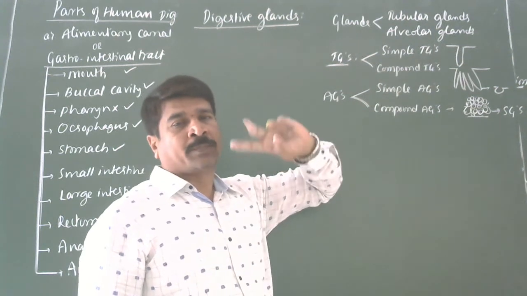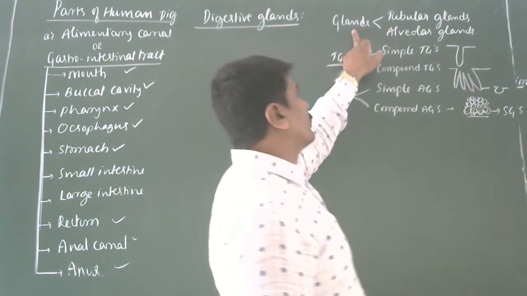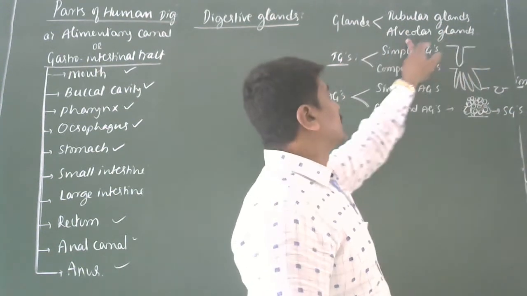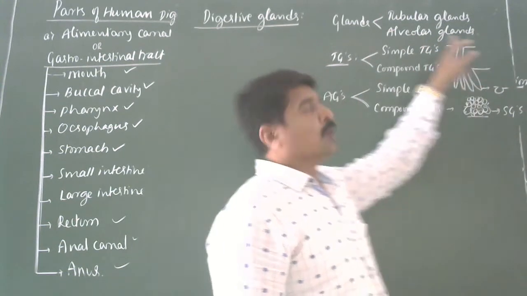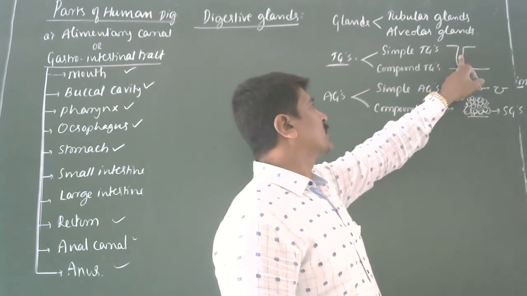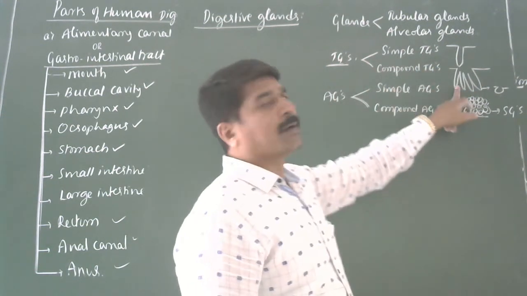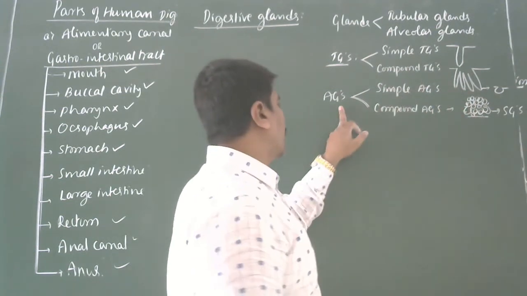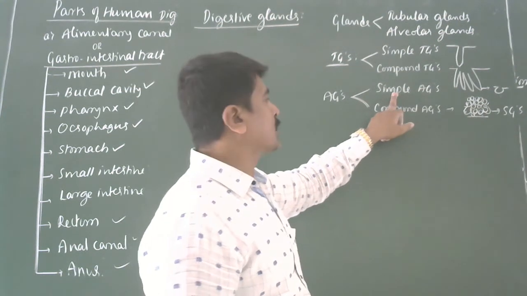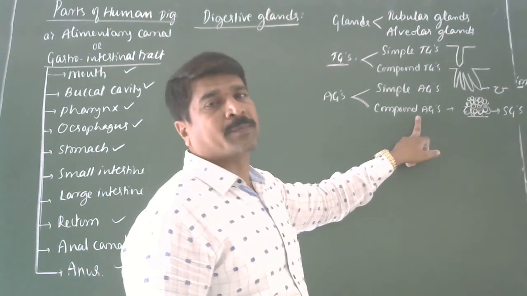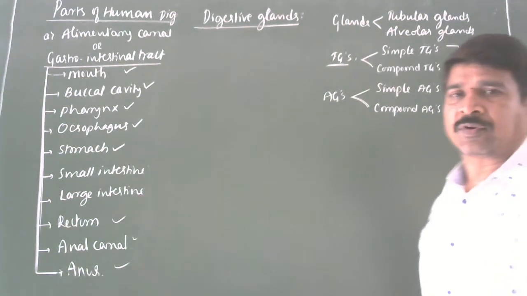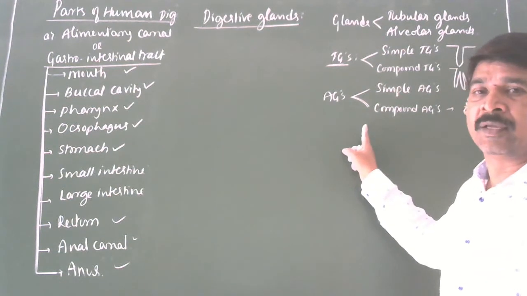So based on the shape, glands are of two types: the tubular glands and alveolar glands. Tube-like glands are called tubular glands. Sac-like glands are called alveolar glands. Tubular glands are of two types. Simple tubular glands, if the gland has only one tube-like structure. Compound tubular glands, if the gland has many tube-like structures. Then alveolar glands, two types. Simple alveolar glands, if the gland has only one sac-like structure. Compound alveolar glands, if the gland has many sac-like structures. So that you should keep in your mind. I think it is very clear for you. So these are the types of glands based on the shape.